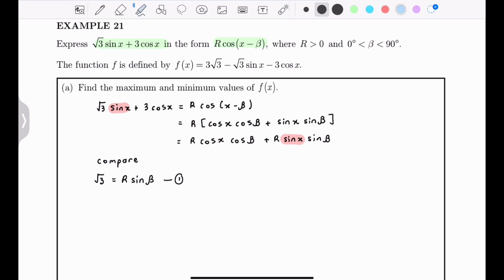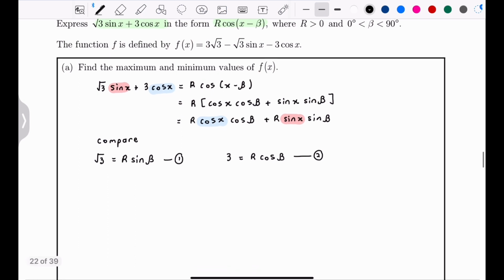Then we're going to compare the coefficient of cos x on both sides. So in the left hand side, we have 3, and on the right hand side, we have r cos beta. This will be our second equation. Next, to get r, equation 1 squared plus equation 2 squared is r squared sin squared beta plus r squared cos squared beta equal to √3 squared plus 3 squared.